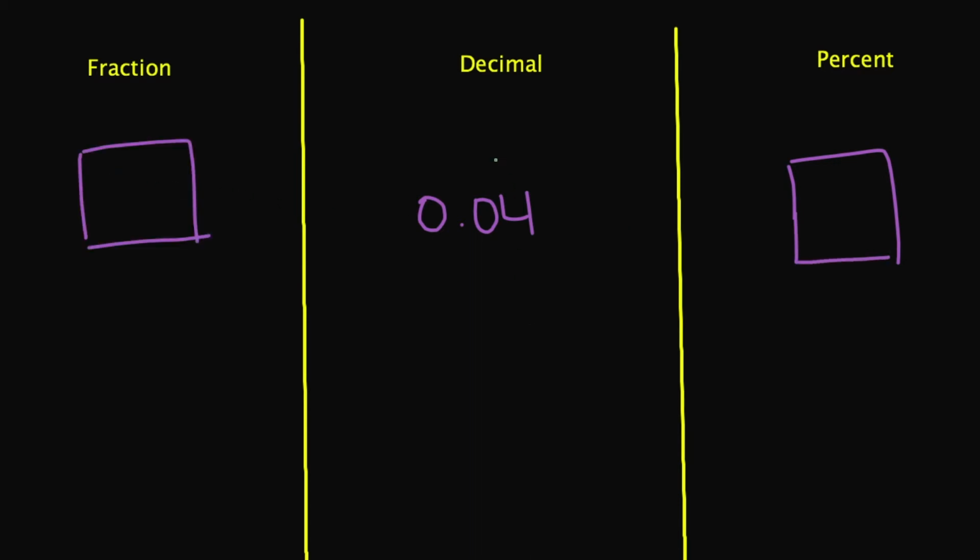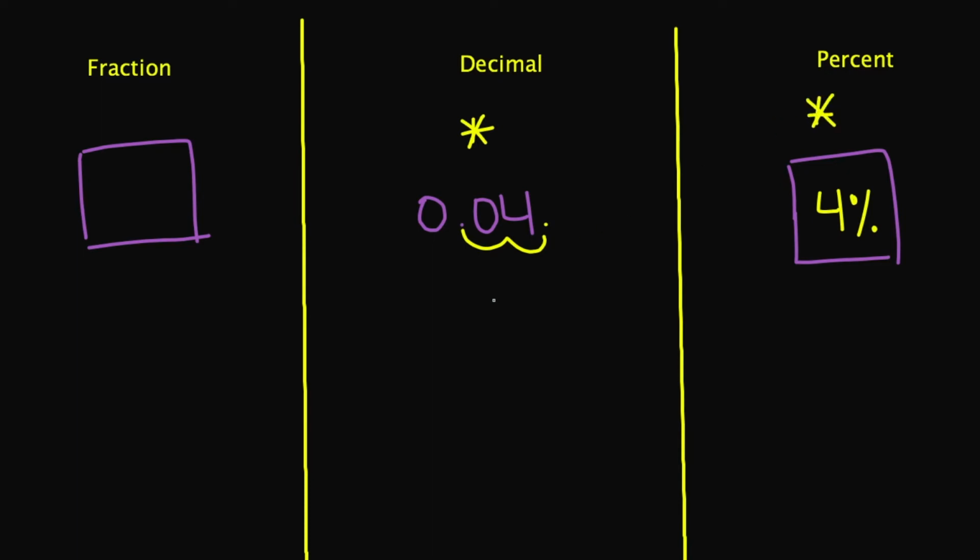So first thing we know is if I'm going from a decimal to a percent, I could just move over 2 decimal places to the right. So I can do 1, 2, and it lands me right here. So as a percentage, this is going to be 4%. So we got that figured out. And then how do I figure out my fraction? You can either use the decimal to figure that out, or you can use the percentage to figure that out.